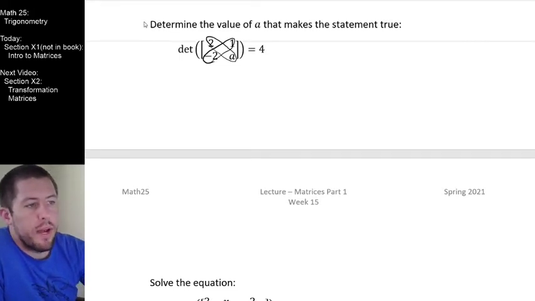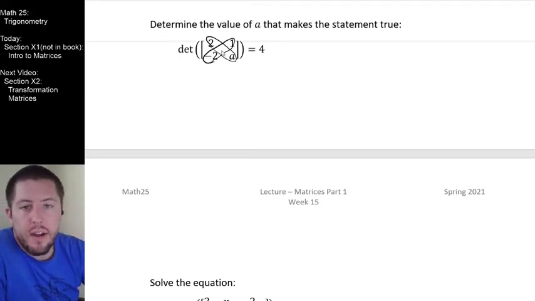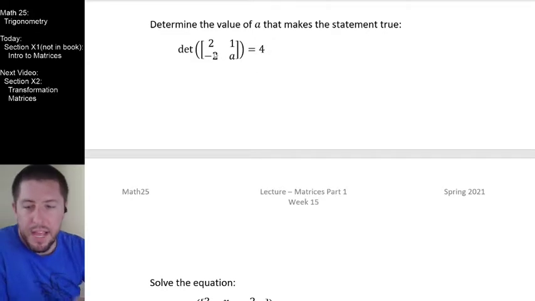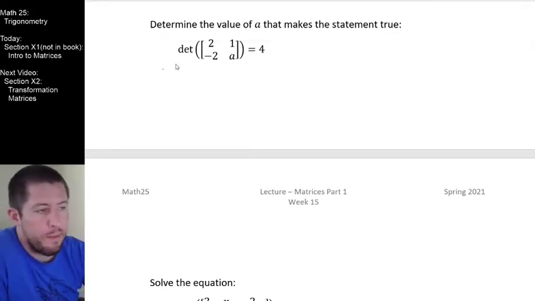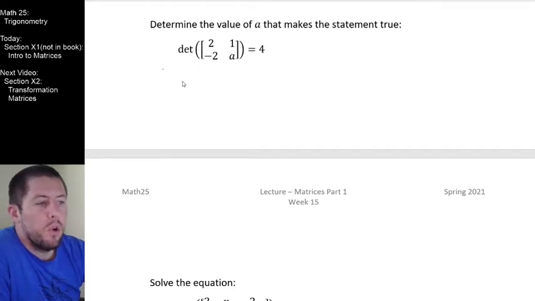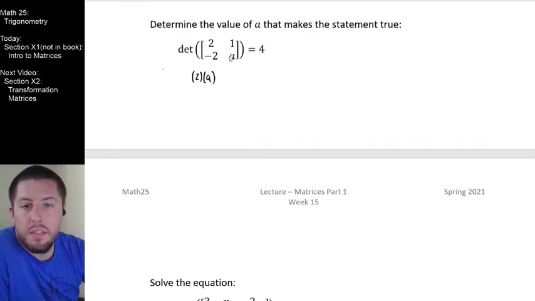I'm going to erase this for right now because it just makes this very cluttered looking. But that's the thing that I'm picturing in my head, the downs minus the ups is what I say to myself when I'm doing my determinant. So it looks like our determinant of this matrix right here is going to be 2 times A, that's the product of the down diagonal, minus the product of the up diagonal, minus -2 times 1.